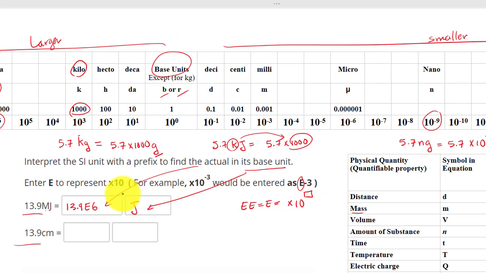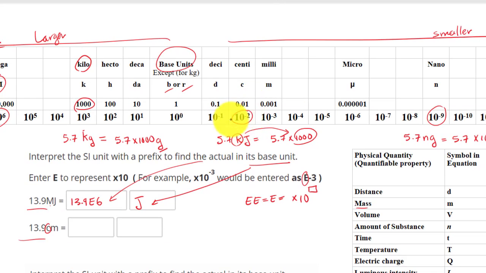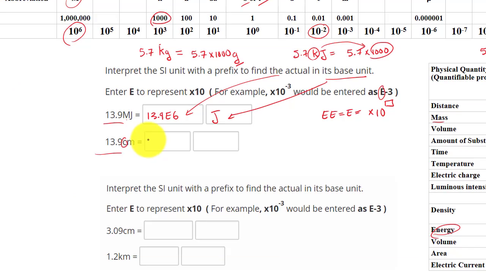Let's try another one. We have 13.9 centimeters. So what is centi? Centi is 10 to the negative 2. You see the importance of memorizing these values, okay? If you don't memorize the values, it's almost impossible to solve it. So in this case, we have 13.9. What is centi? 10 to the negative 2. So we use E negative 2. And then this is just meter. And that's how we interpret the value of a measurement with the prefix to one without the prefix.